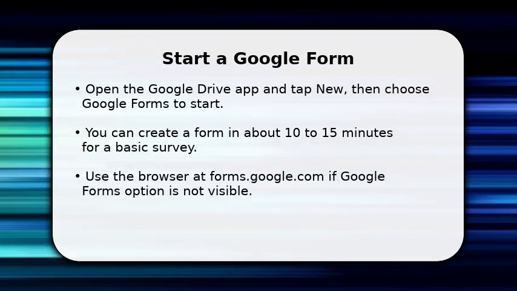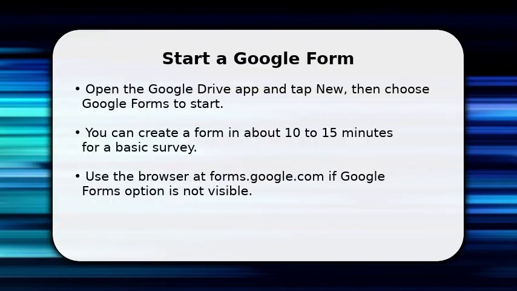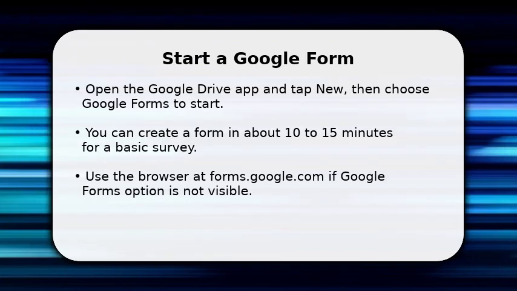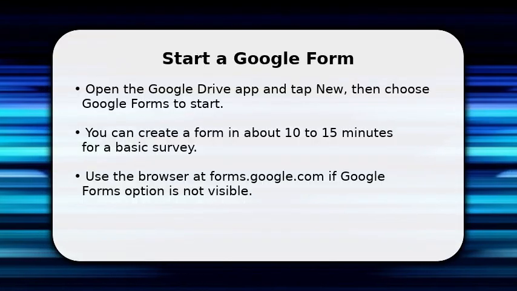If you do not see Google Forms, open your mobile browser and go to Forms.Google.com instead. Creating a simple form takes about 10 to 15 minutes for a basic survey on most phones. Keep your phone screen unlocked and your account active while you work.